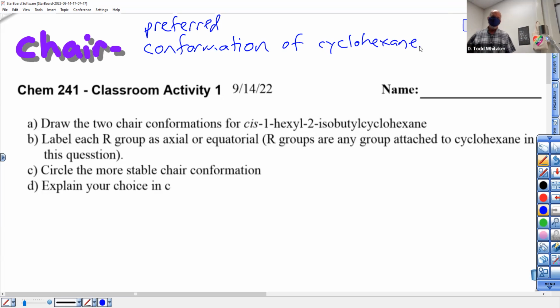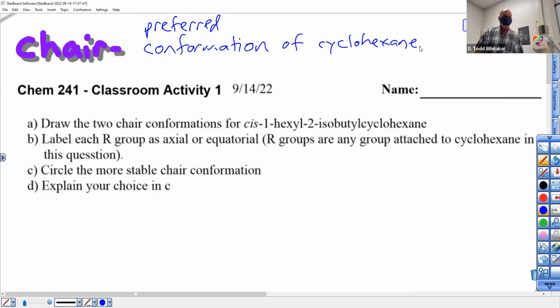And the summary of why it's the most stable is that when you go to a chair conformation, all the angles are 109.5, which is the perfect angle for an sp3 carbon, right? So there's no angle strain. You'll be watching and reading about that.